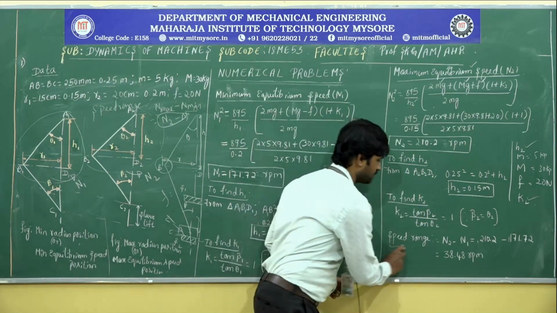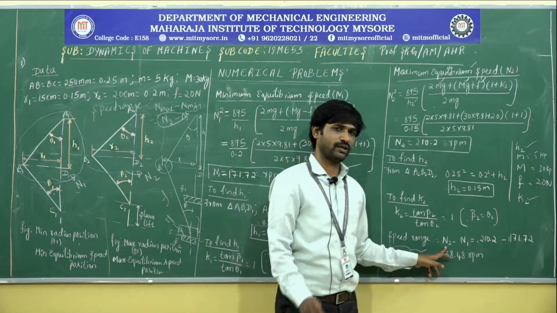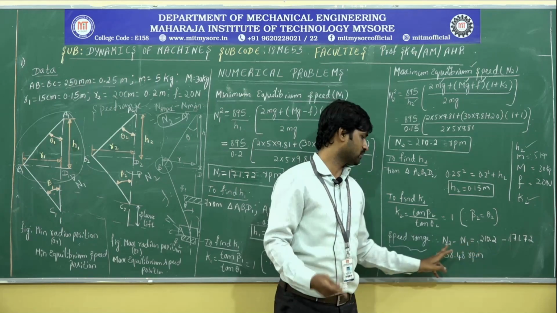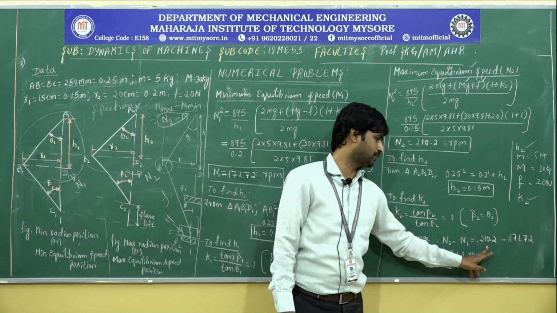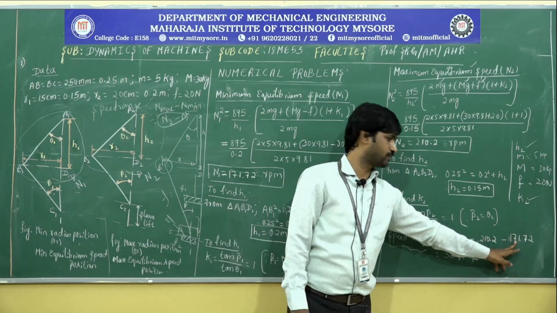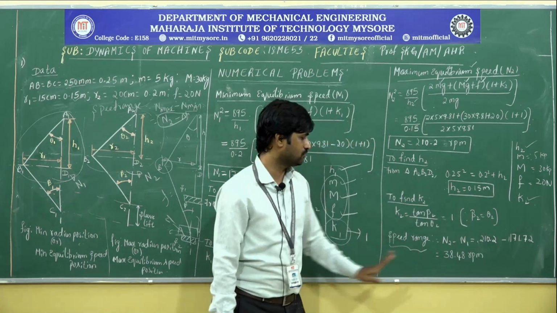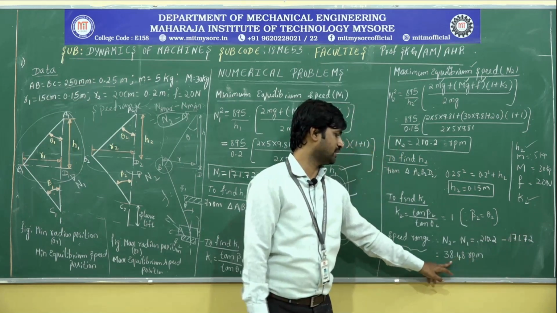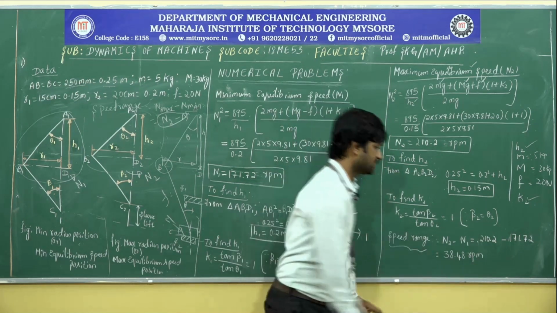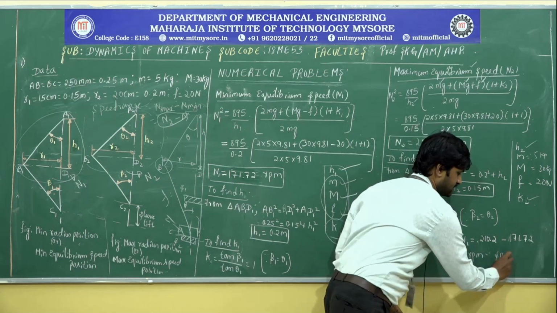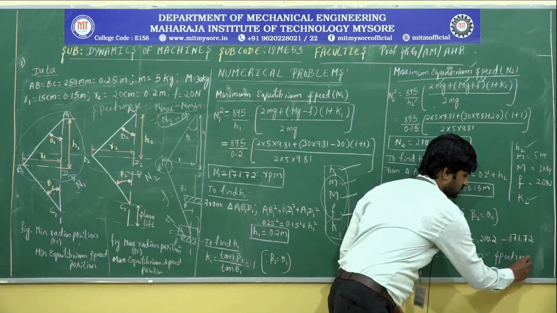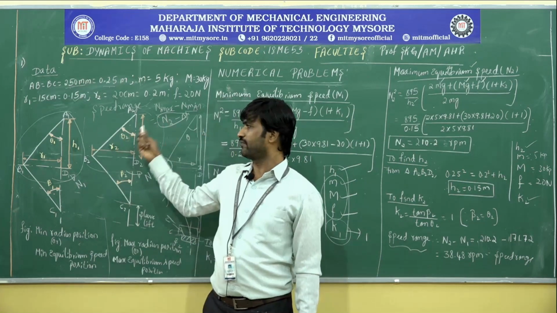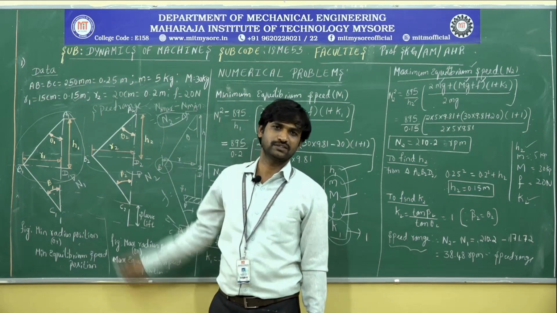Now we can calculate the speed range by using the formula maximum equilibrium speed minus minimum equilibrium speed. The maximum equilibrium speed will be 210.2 minus the minimum equilibrium speed, 171.72. If you subtract 171.72 from this, we will get 38.48 RPM, which represents the speed range of the given governor for the given specifications.